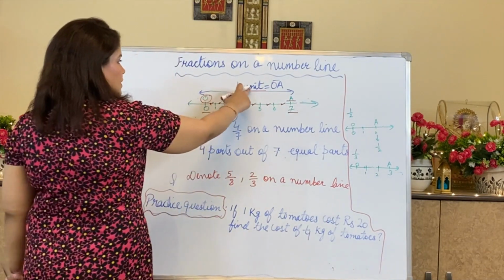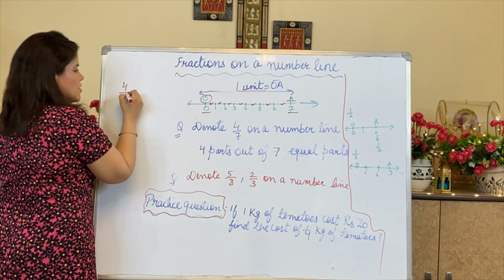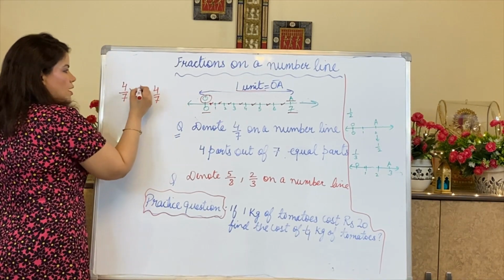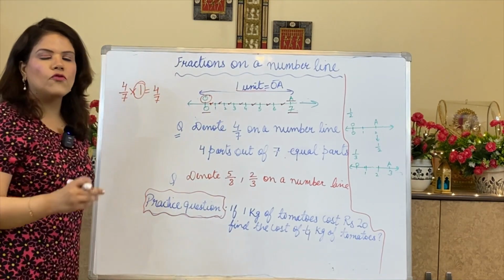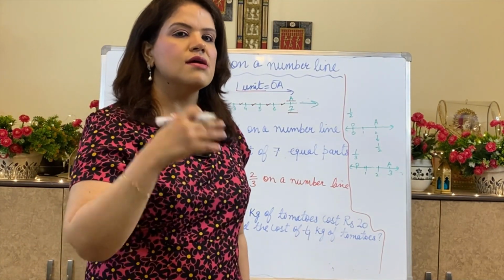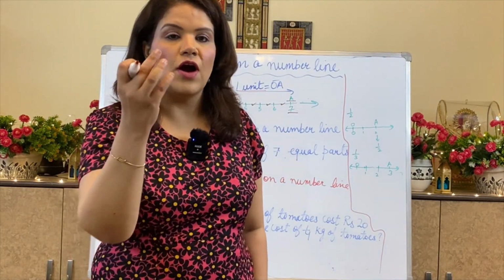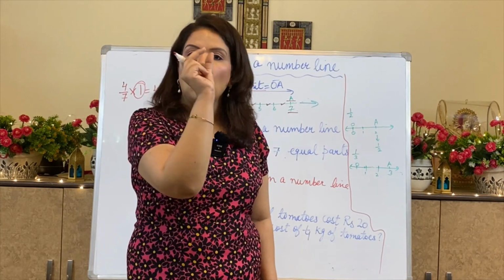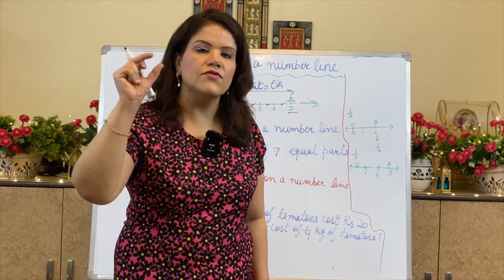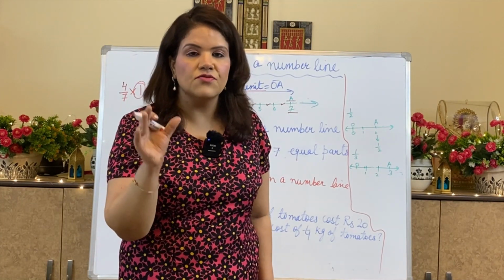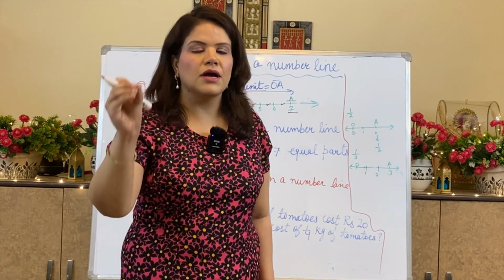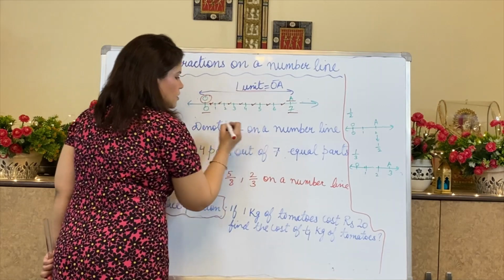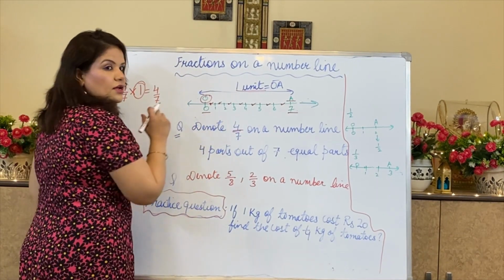Why am I taking unit length here? Because 4 by 7 into 1 is 4 by 7. If I am taking a fraction of 1, it will remain as it is. So that's why we take 1 unit length, in which we are taking OA as 1 unit. So O we will take as 0 and A we will take as 7, the number of parts in which I have to divide this. And then I have to take the numerator number, and I have to see where it is coming.